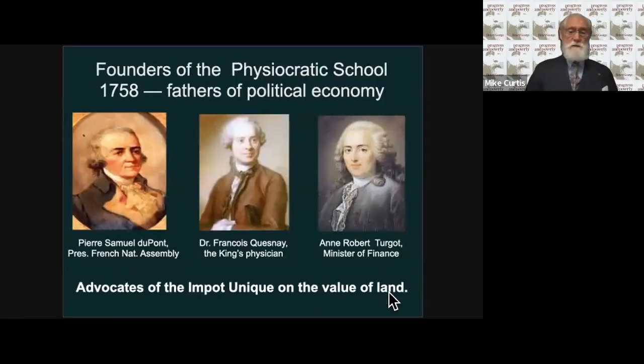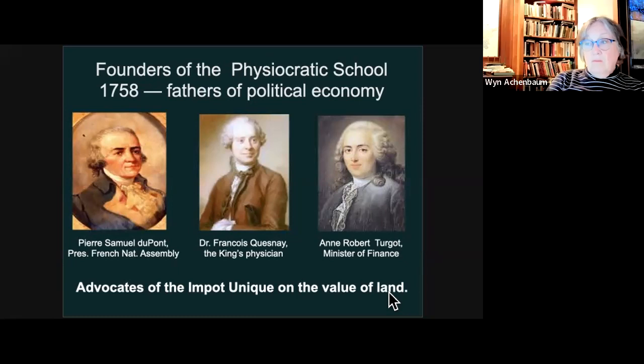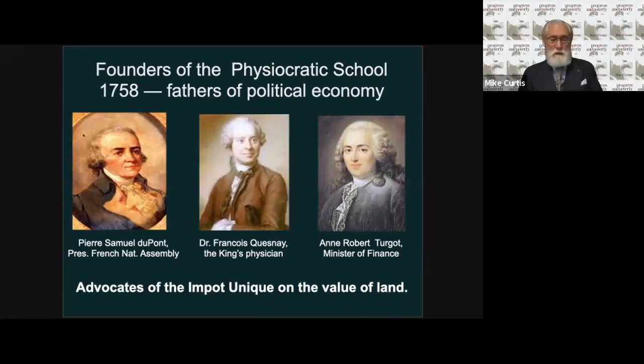And here we have the founders of the Physiocratic School in 1758, who are the real fathers of political economy. And among them is Pierre Samuel Dupont, who was the president of the French National Assembly, and Dr. Francis Quesnay, the king's physician, and Anne Robert Turgot, who was the minister of finance, and advocates of the impôt unique on the value of land. And of course, if you're from Delaware or nearby, you know that Pierre came to the United States and settled in Delaware, and his son started the gunpowder business, and he's buried right about 5 miles from Arden.